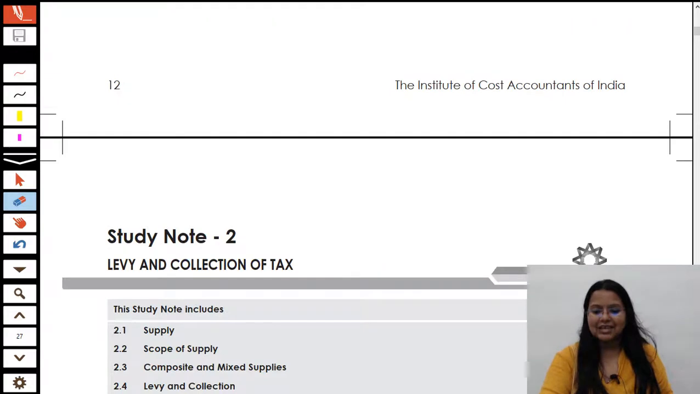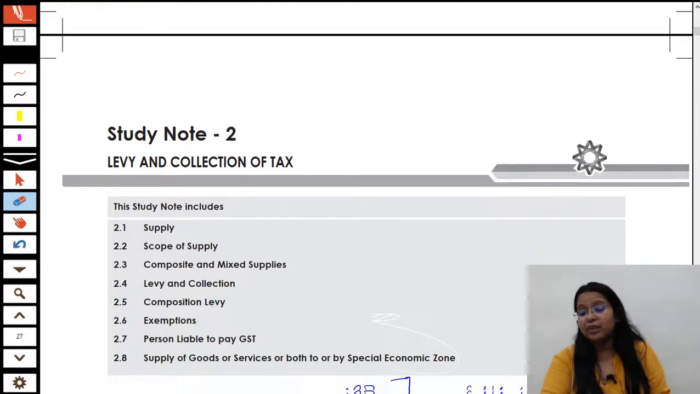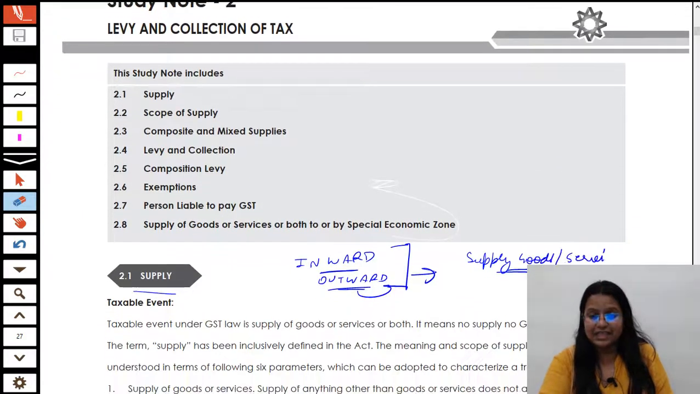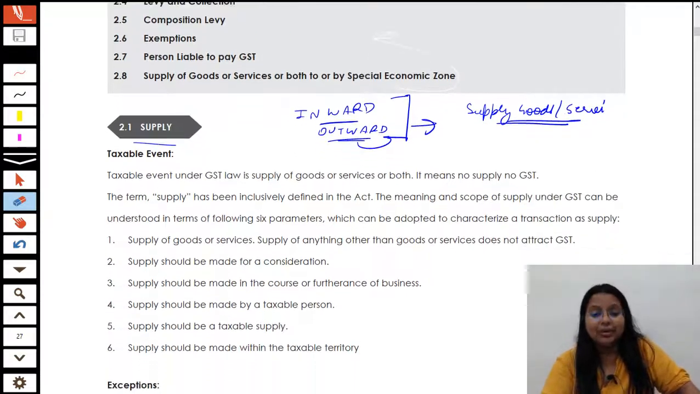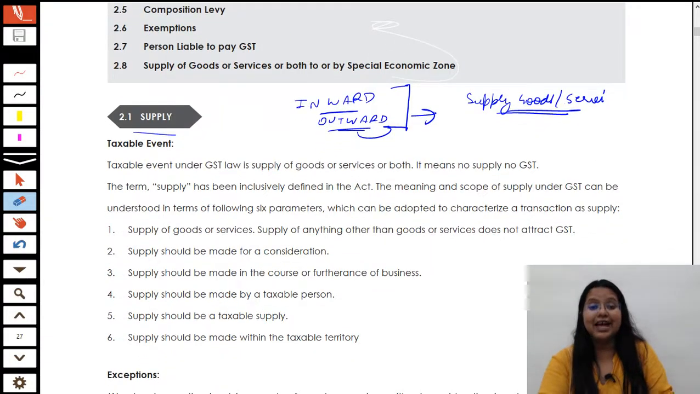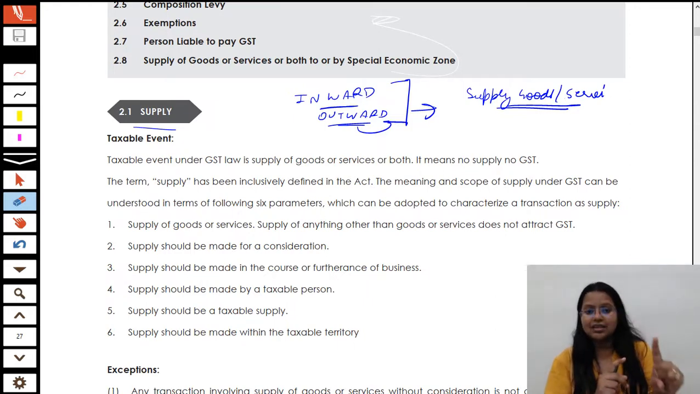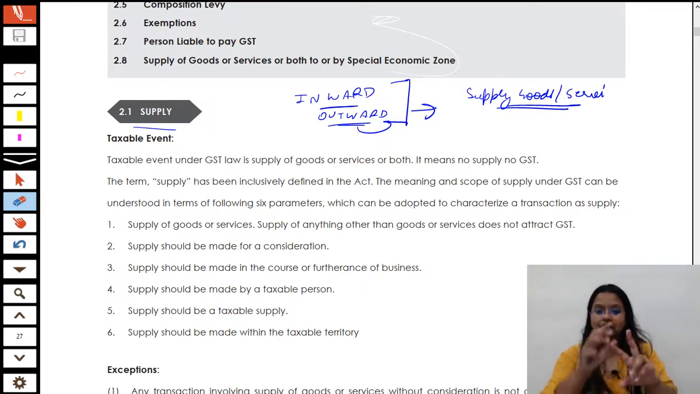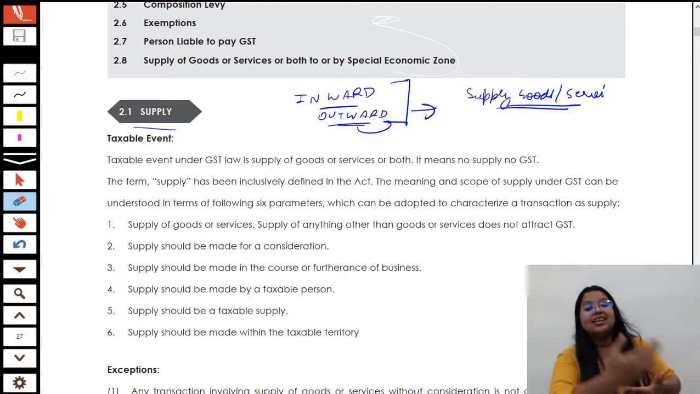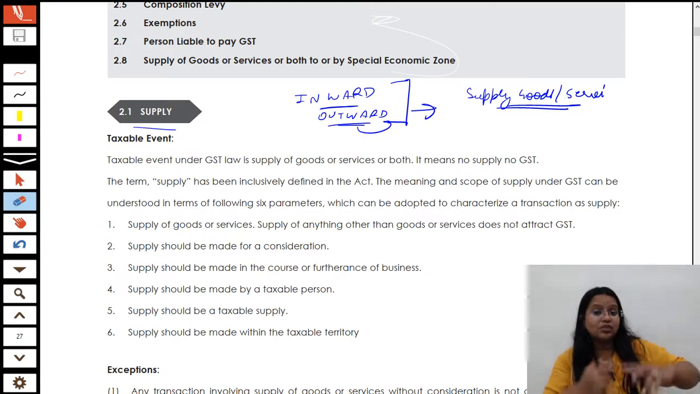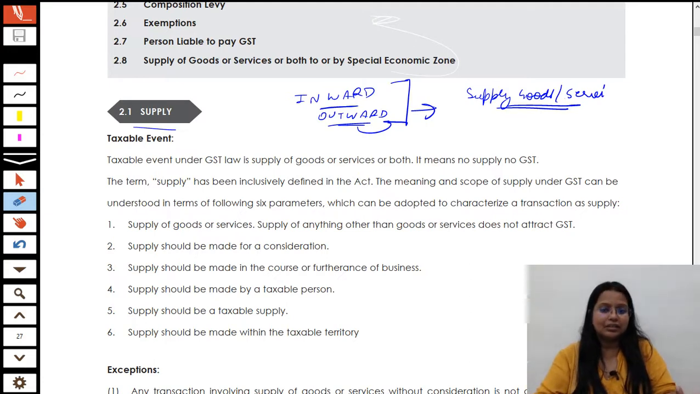So now let's start the marathon revision of the very important chapter, Levy and Collection of Taxes. Students, before starting this chapter, let's understand a very important concept, that is supply. Now supply is of two kinds. First is inward supply, second is outward supply. These are the two broad categories of supply. Inward supply means whenever we receive something, and outward supply means whenever we provide something to the other person.